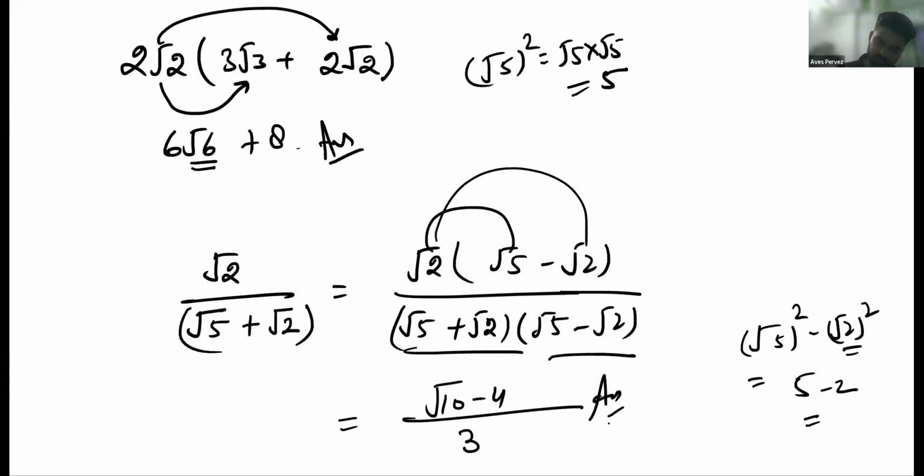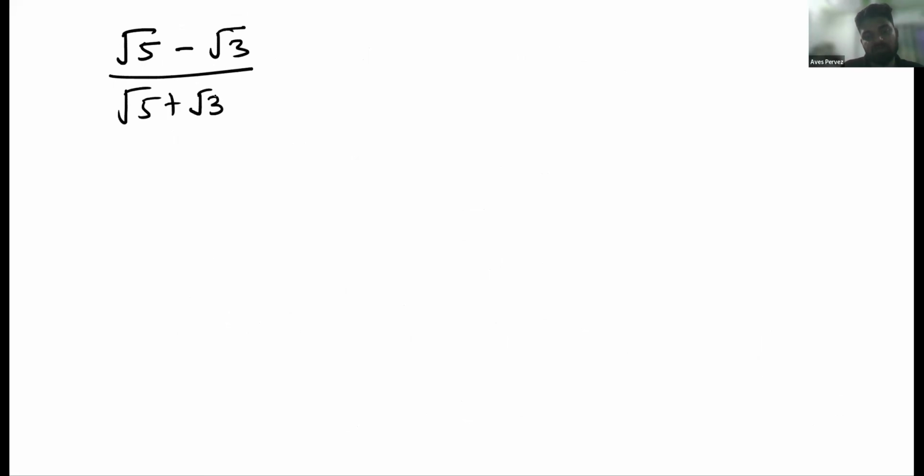Okay, understood? Done, copied? Okay, next. Root 5 minus root 3 upon root 5 plus root 3. Solve it.